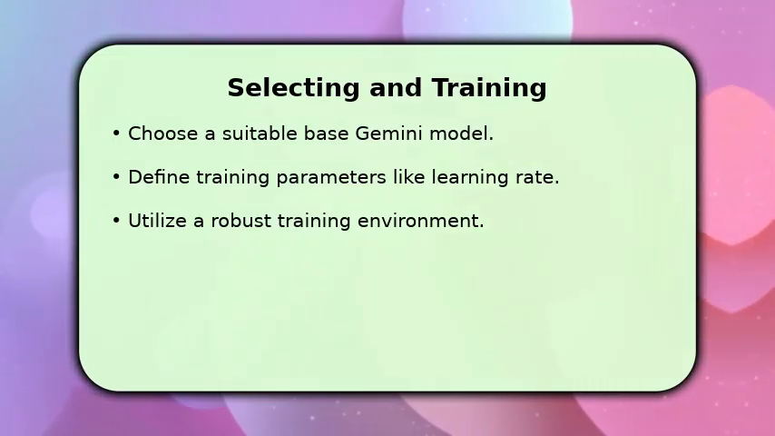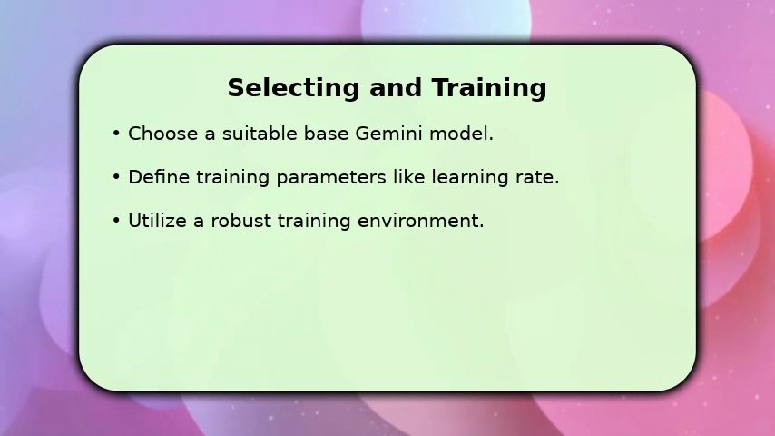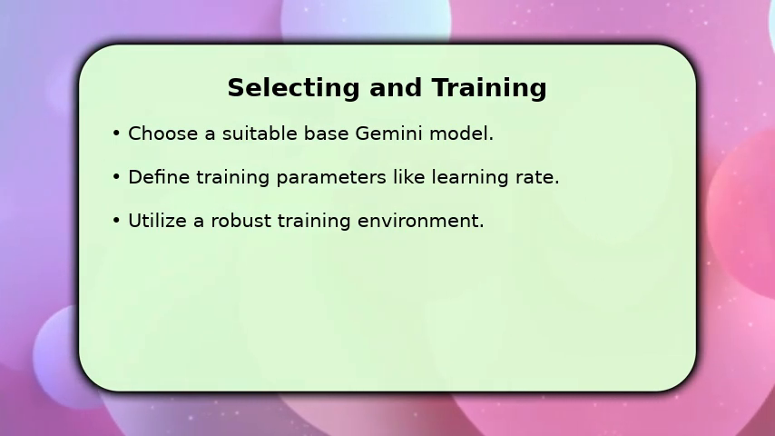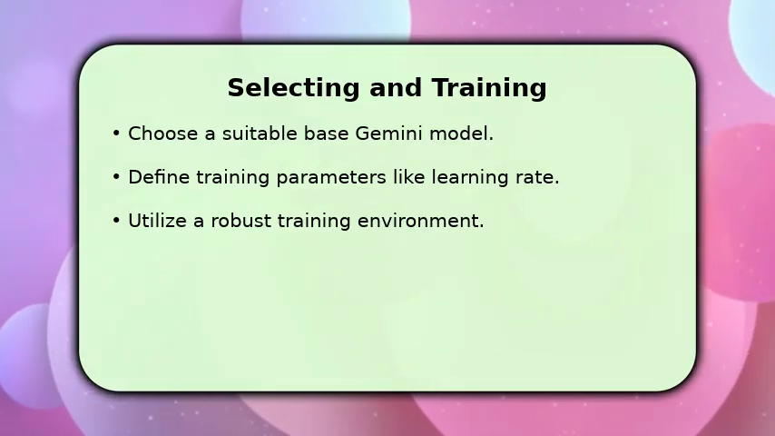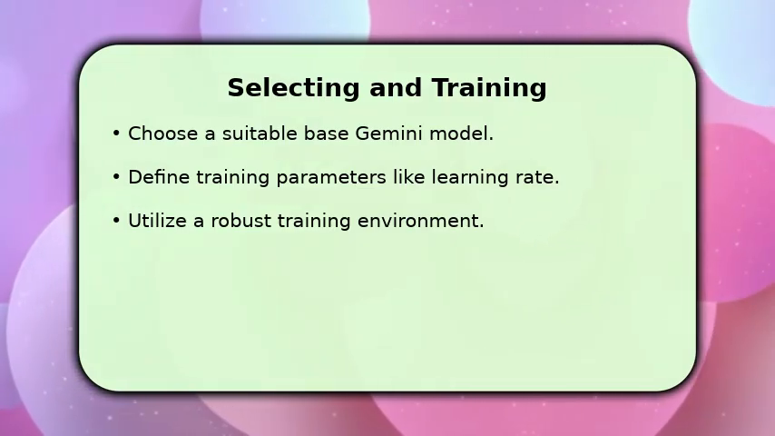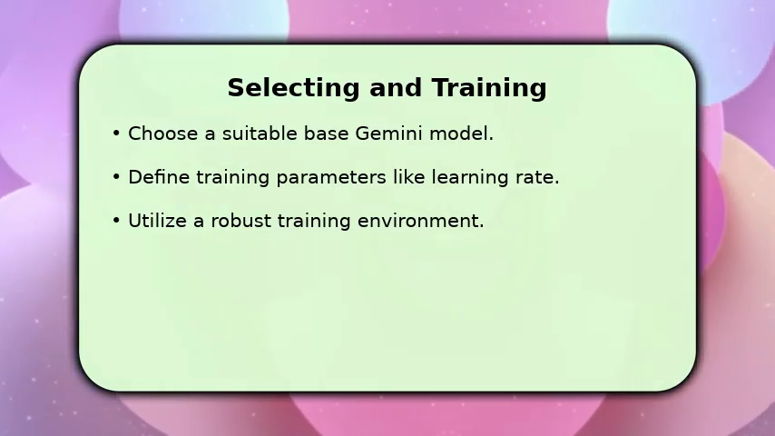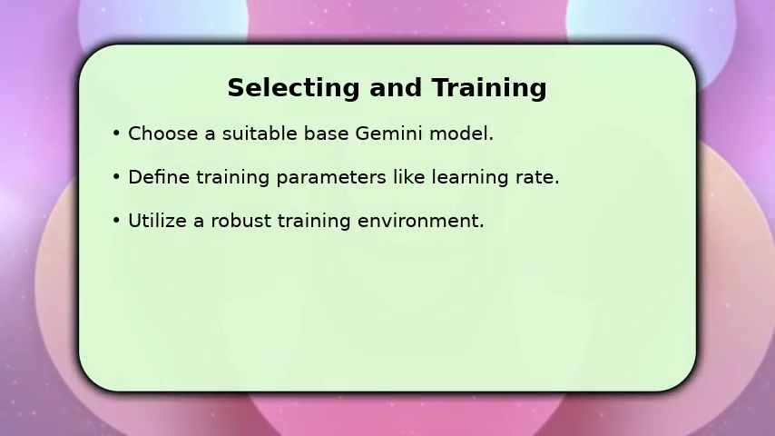Next, you'll define key training parameters, such as the learning rate and number of epochs, which significantly impact performance. It's important to use a robust training environment. Throughout this process, carefully monitor the training progress to identify and address any potential issues early on.